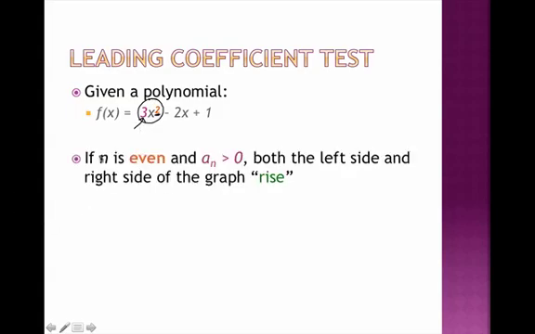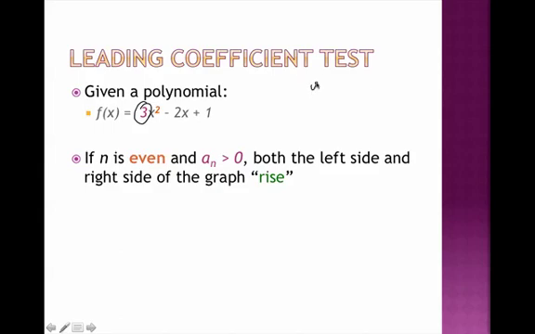So if n is even, and you can see I have them color-coded here, so if we take a look here, our orange number, so if the highest degree of our polynomial is an even number, and our coefficient right here is bigger than 0, then both the left-hand side and right-hand side of the graph will rise. And we saw that in the parabola previously.